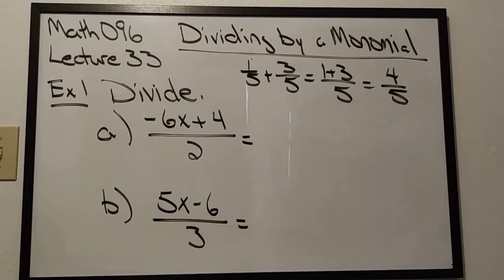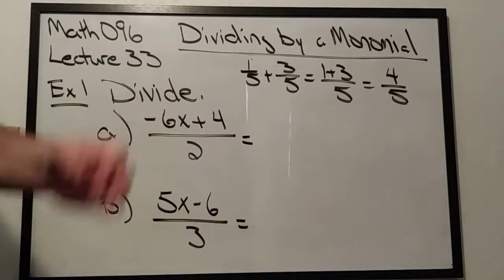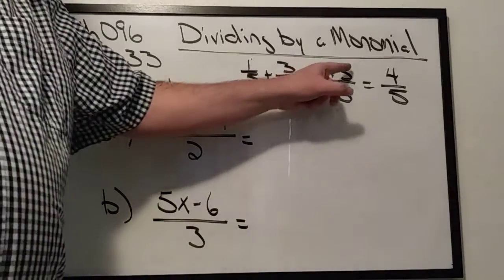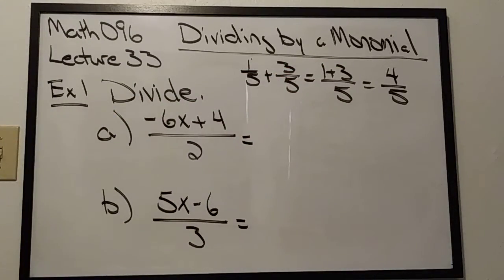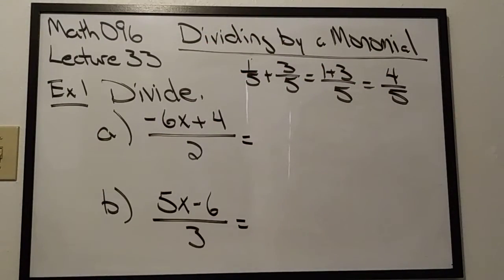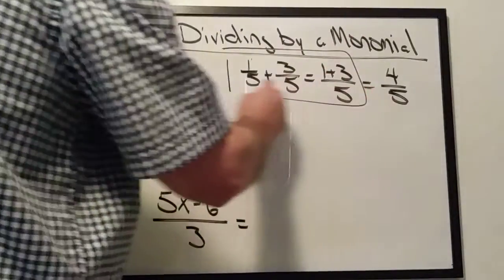If I was adding a fraction like 1/5 to a fraction 3/5, remember that we would add the numerators and then simply bring forward that common denominator of 5. So we would have 1 plus 3 in the numerator and 5 in the denominator. Now, early in the semester, we would do 1 plus 3 being 4, and our final answer would have been 4/5.